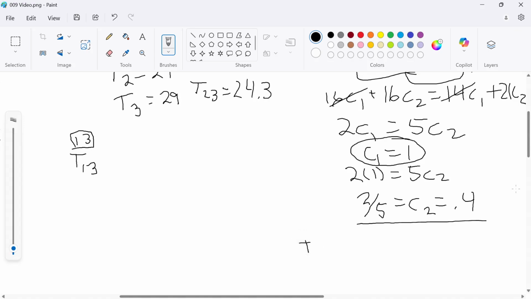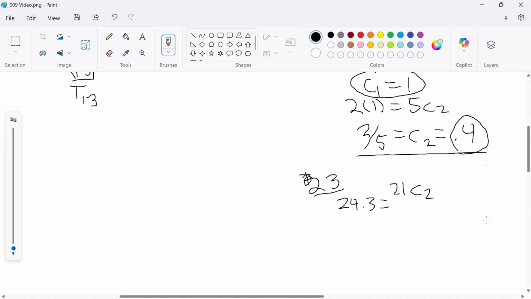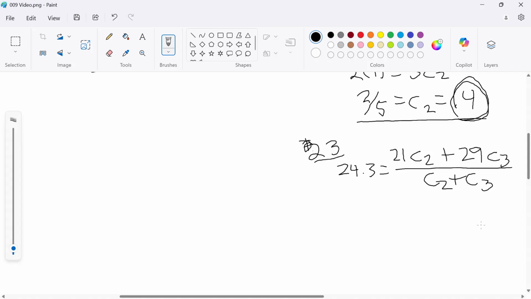So now I'm going to do the situation for 2 and 3. T23 is 24.3, the equilibrium temperature, equals the temperature of the first, which is liquid 2, 21, times the constant C2, plus 29, the temperature of the third one, times C3, which I don't know, divided by C2 plus C3. I'm going to put the 0.4 in a little bit later after I manipulate this. So I'm going to multiply both sides by C2 plus C3. In other words, distribute the 24.3.